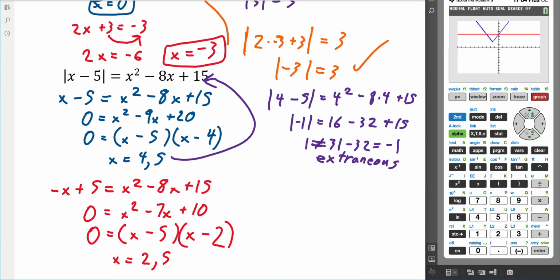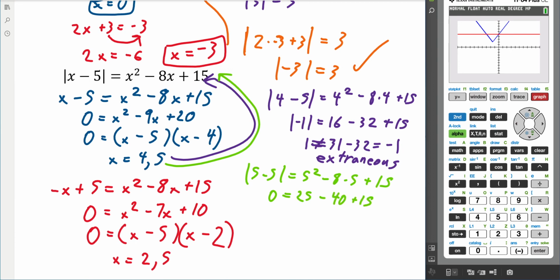Okay, now we need to try it again, but with the 5. So plugging in the 5, 5 minus 5, that's going to go straight to 0. 5 squared minus 8 times 5 plus 15. So this is 25 minus 40 plus 15. And yep, 0 equals 0, so it's good.